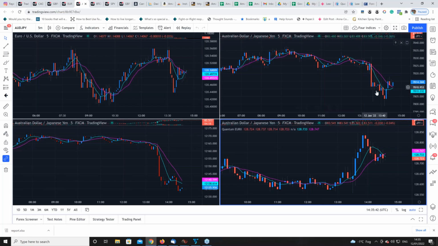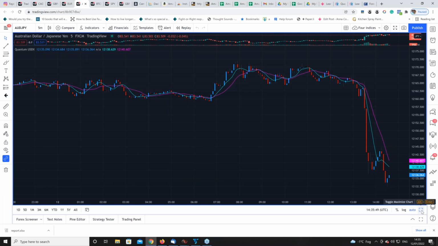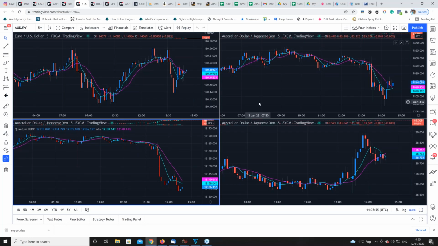Yen has been weakening, starting to go into congestion. This is the dollar down here. This is the one that's been under the cosh, as you can see, trying to rally, not really getting very far. Pop that back down again. So that's where we are in terms of the indices.